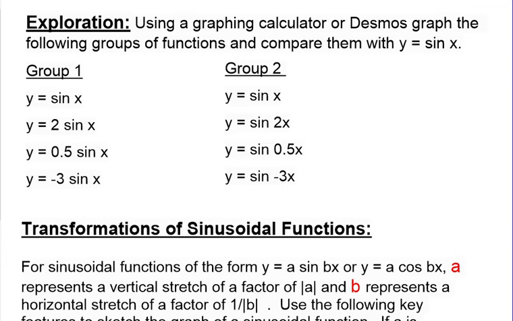So exploration, grab your Desmos, and I want you to graph those functions. I'm not actually going to type them in, but I'm hoping that you'll actually look at them because then you can see what happens to the graph. But group 1, remember we've got our base function, and group 2, same, our base sine function. In this case, we are adding a values. And we know from all the other explorations we've done, a values of graphs are going to be a vertical stretch.